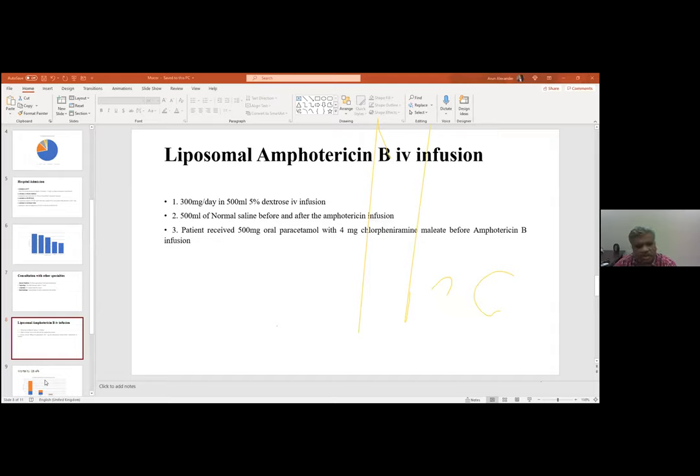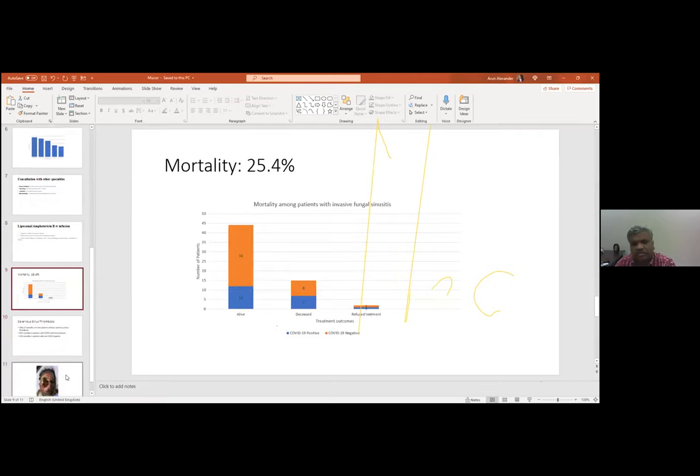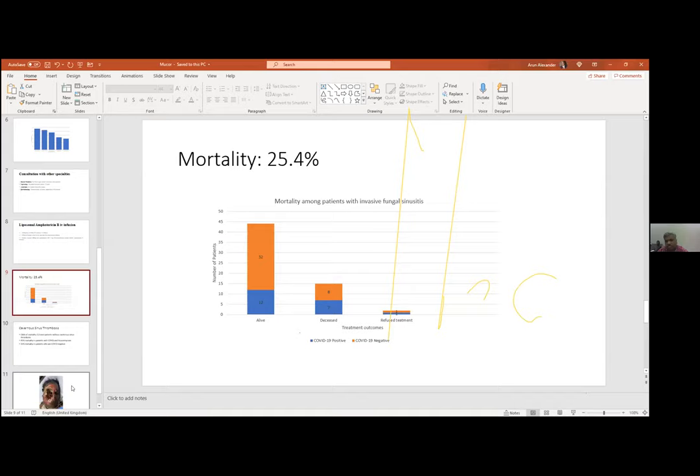The problems that we had is obviously not all our patients will survive. If you looked at mortality of the 61 patients, our overall mortality was 25.4%. But the interesting thing about mortality was that the mortality in patients who had COVID and those who did not have COVID was approximately the same. So somebody who had mucormycosis and we incidentally found he had COVID infection, we did not find his mortality was any higher. That was the first thing we found.